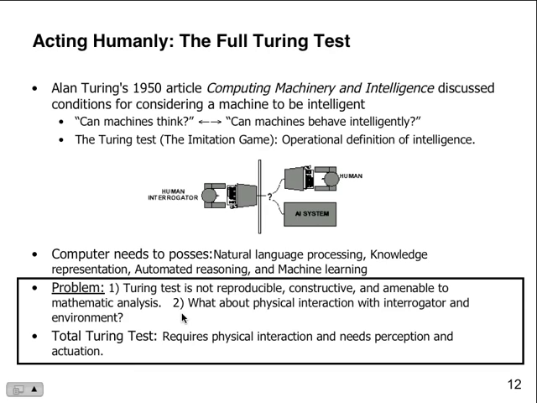Actually, believe it or not, a machine would probably have more accurate results than the human these days, given average intelligence levels and math capabilities. We don't know about that. What about physical interactions with the interrogator and the environment of the interrogator, which is not taken into consideration? And also, the total Turing test requires physical interaction and needs perception and actuation. Well, it needs feedback. So one of the other problems with the Turing test is the form of the feedback.